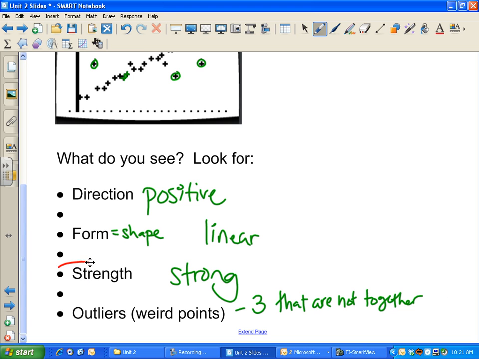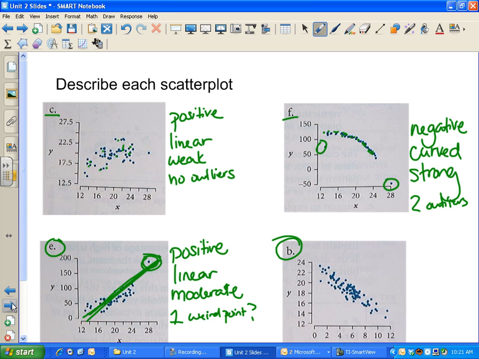So today I really want to focus in on this idea of strength, how closely the dots are to creating a line or a curve. Last time we saw a couple examples, and when we talked about strength, we used some pretty generic words. It's weak, it's strong, it's moderate. And so I want to give a little more clarity on this idea of strength today.